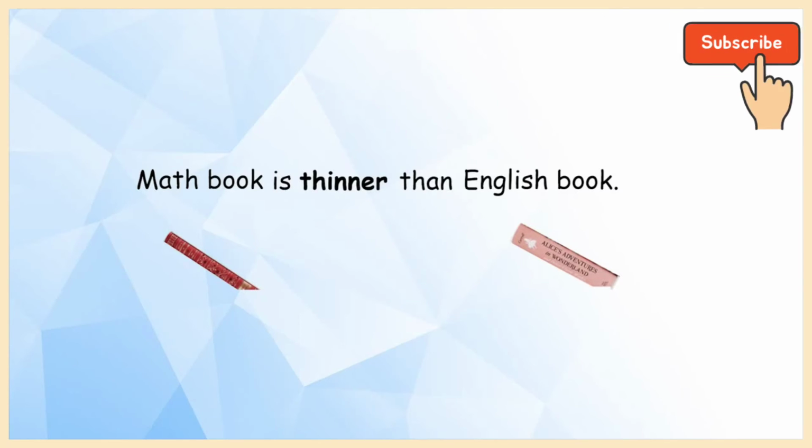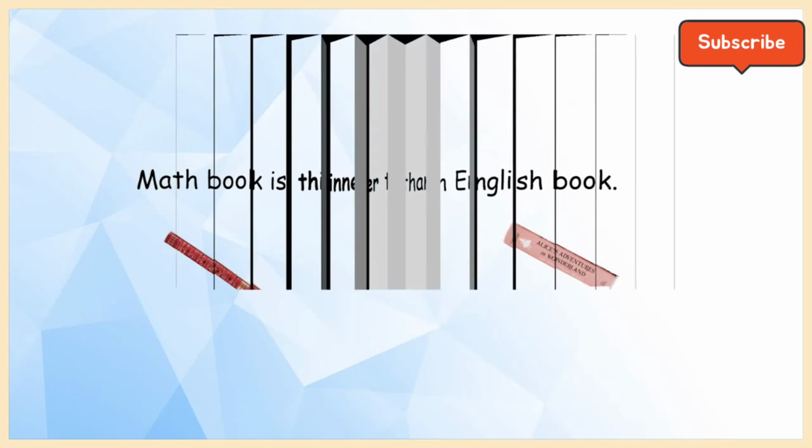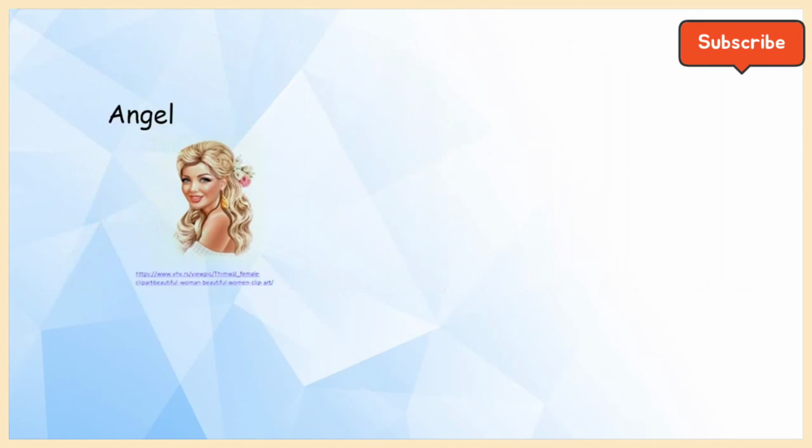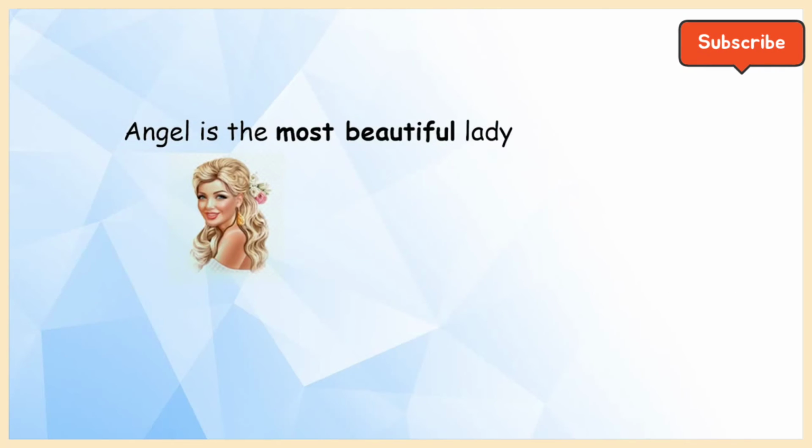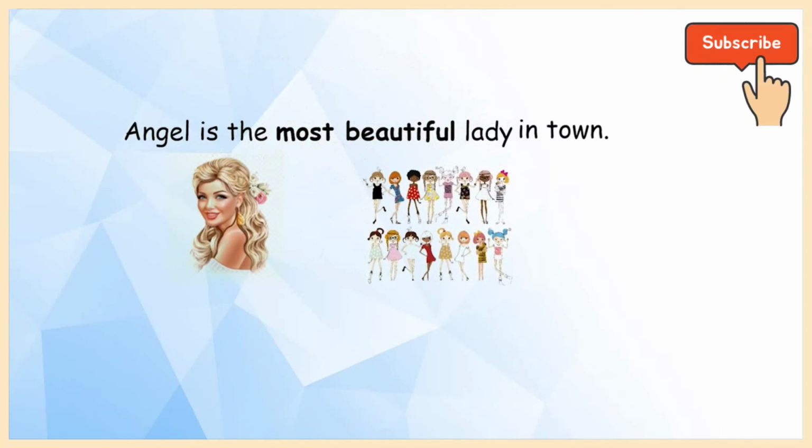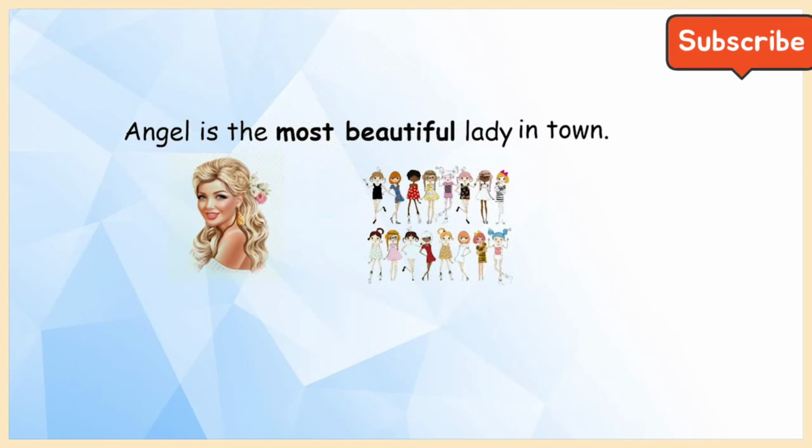When the positive is a word of one syllable that ends in vowel plus consonant, we double the ending consonant and then add ER and EST. Angel is the most beautiful lady in town. Excellent! When the positive is a word of two or more syllables, we add more and most before the adjective to form the comparative and superlative degrees.